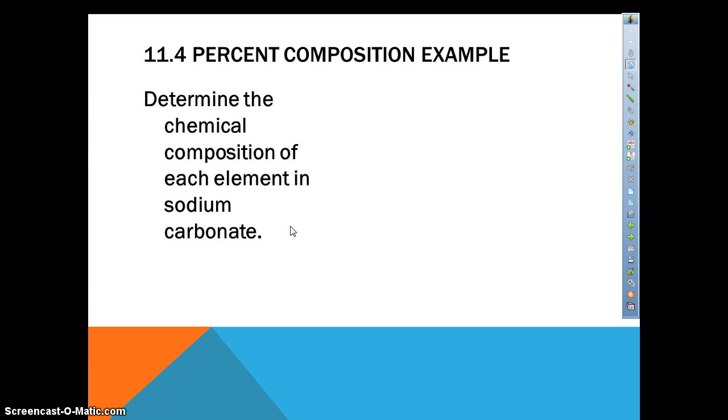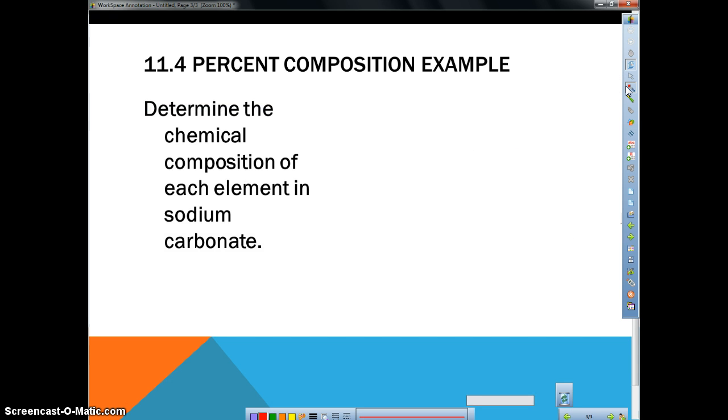Here it says determine the chemical composition of each element in sodium carbonate. So first of all, I have to know the chemical formula. It's not enough just to know sodium and carbonate, because when they actually combine, I might get more of one than the other. I won't just have one of each, depending on what the formula looks like.